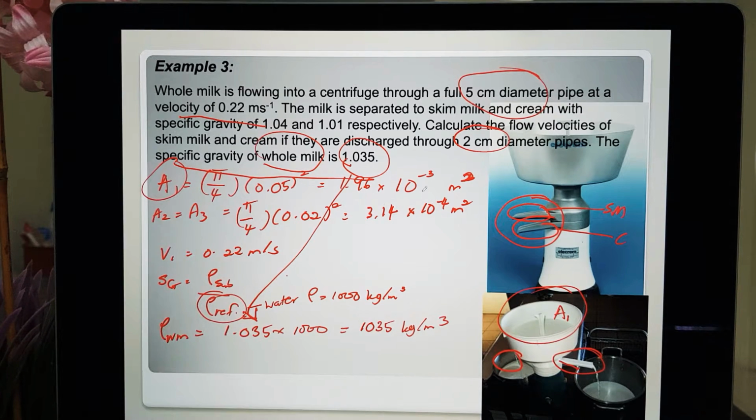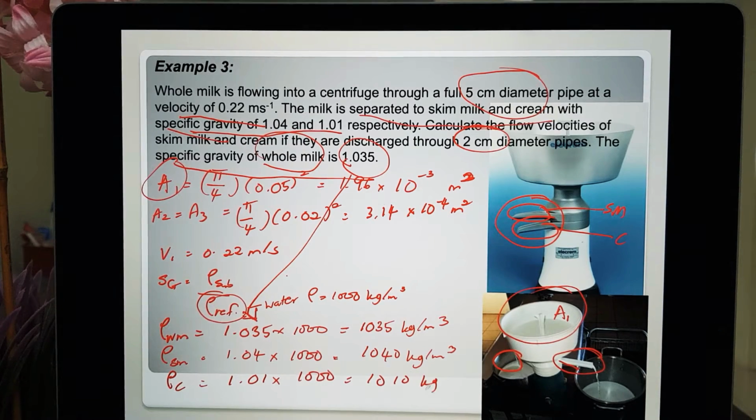And then the milk is being separated to skim milk and cream with specific gravity of 1.04 and 1.01. So rho for skim milk you can calculate. Rho for skim milk is 1.04 times by 1000. It is 1040 kilogram per meter cubic. And then rho for cream, this one is 1.01 times by 1000 equals to 1010 kilogram per meter cubic.